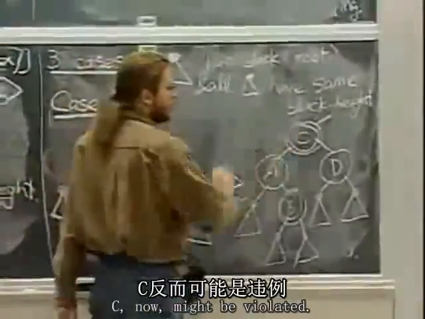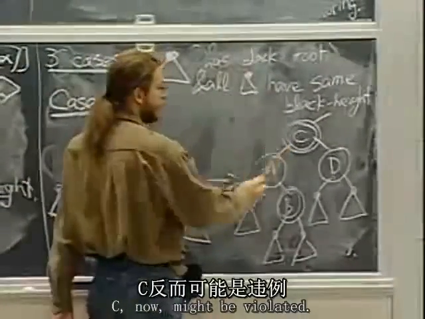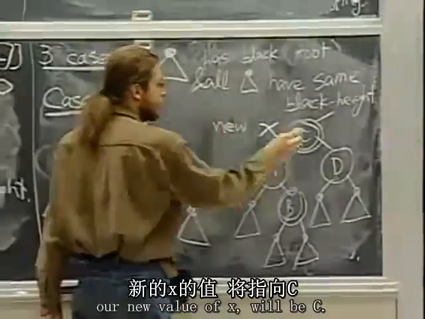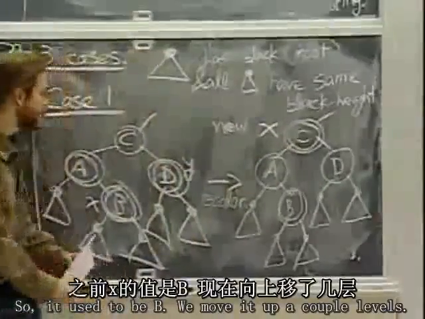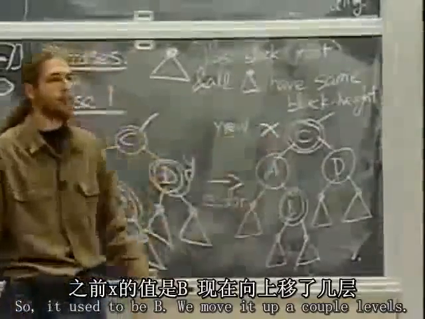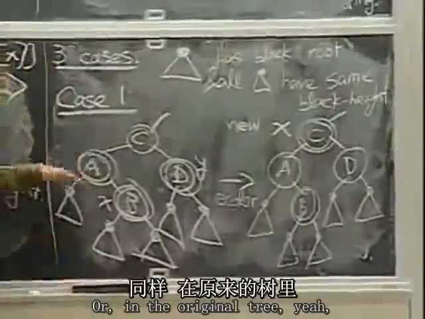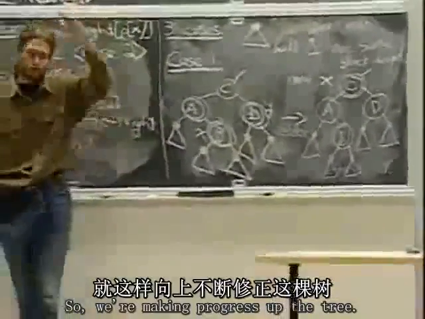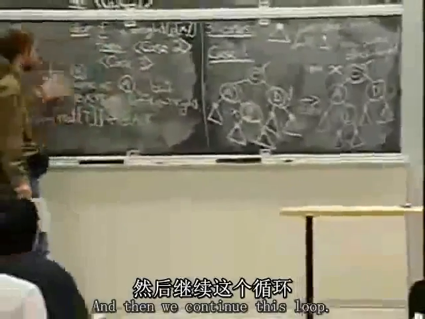C now might be violated. So what we're going to do is set X. Our new value of X will be C. So it used to be B. We move it up a couple levels. Or in the original tree, we also move it up a couple levels. So we're making progress up the tree. And then we continue this loop.